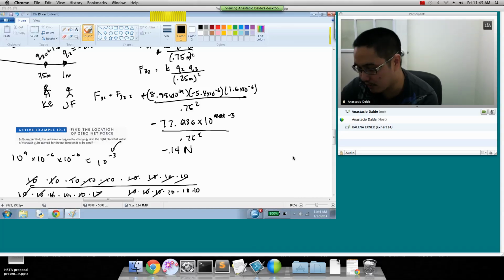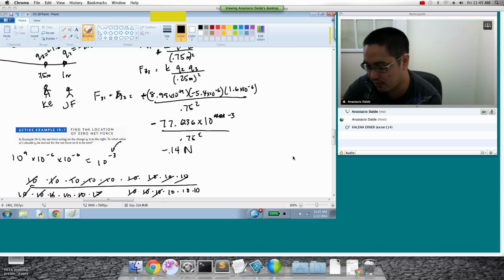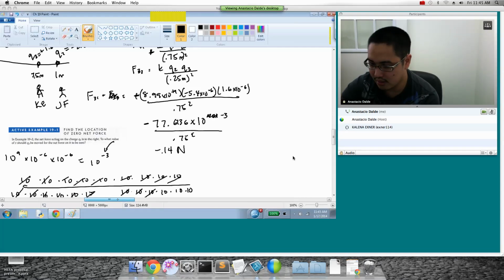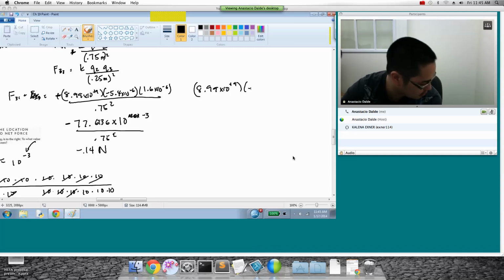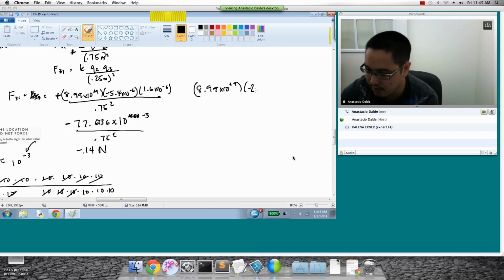Yeah, this is just the first part. I didn't do F32 yet. I just did F31. Let's do F32. F32 is 8.99 times 10 to the positive 9 times negative, what is it, 2.2 something, right? Yeah, it's negative 2.2.